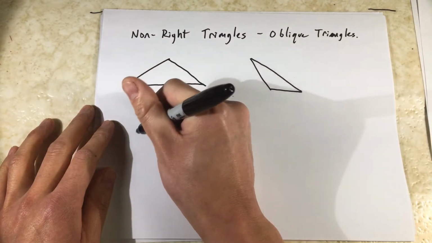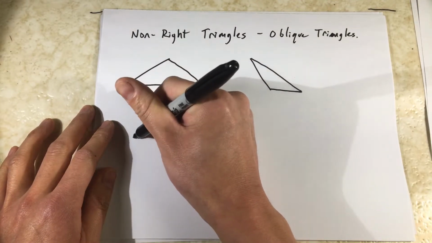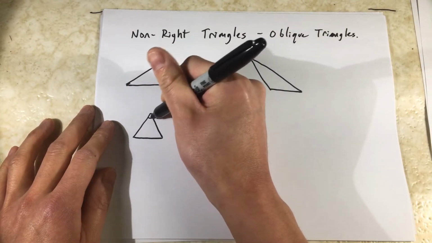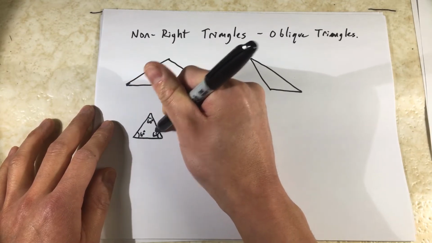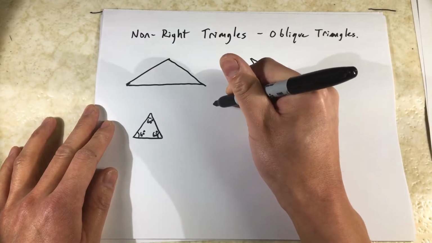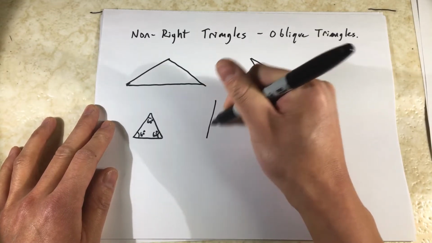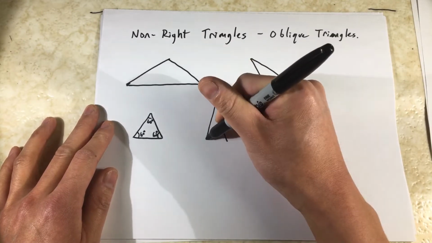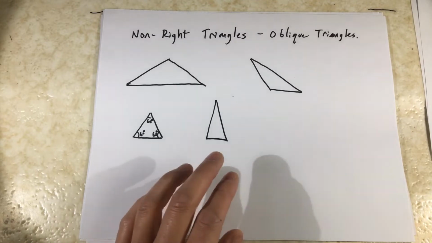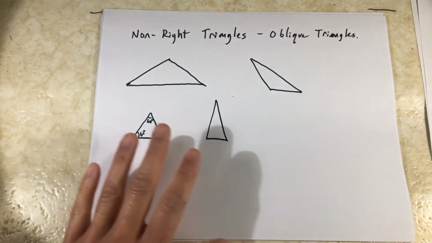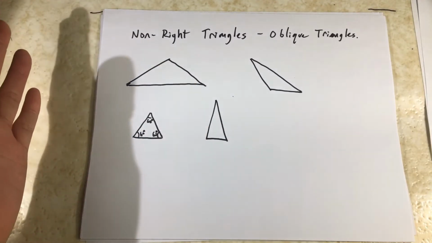One that you might be familiar with is the equilateral triangle, which has 60-degree angles. Or also these tall, skinny isosceles triangles. Okay, so when you have these oblique triangles, what works?